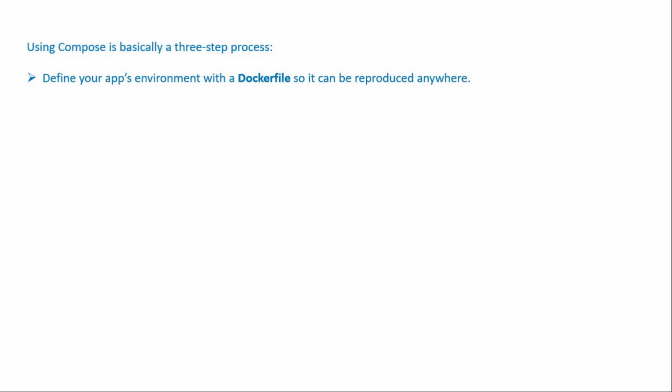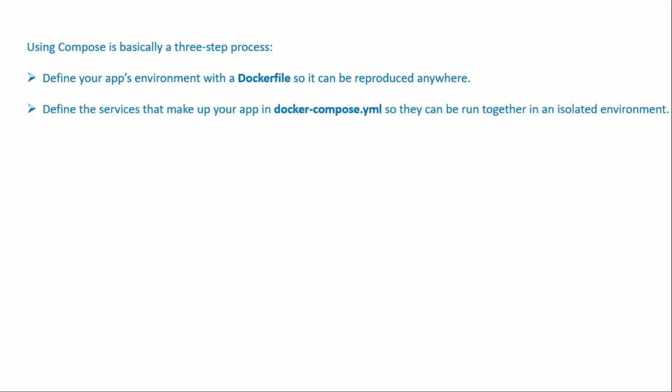When you create any Dockerfile, it will be used in the testing environment. After that, it will be used for the staging environment, the development environment, and after that production, so you can reuse that Dockerfile. Define the services that make up your app in docker-compose.yml. You will have to create a YML file whose name should be docker-compose. So once you run the command, firstly it will look for the docker-compose.yml file. If it does not find that file, it will show an error.